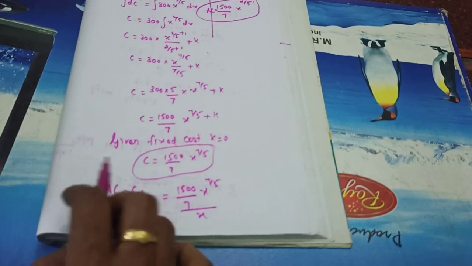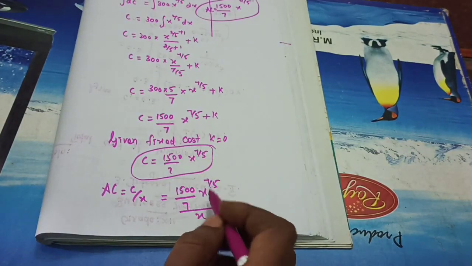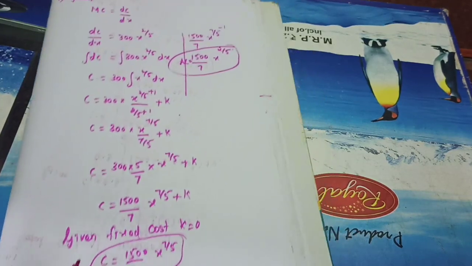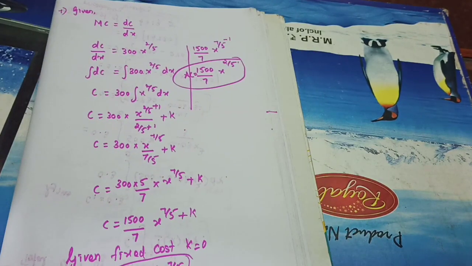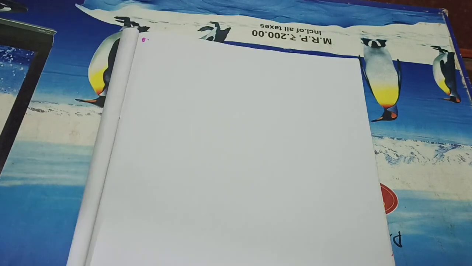This is total cost. So here you will have x power 2 by 5. How? 7 by 5 minus 1. So 7 minus 5 means 2 by 5 you will get. Understand, students? Okay, I hope you got it. Let's go to the next question.